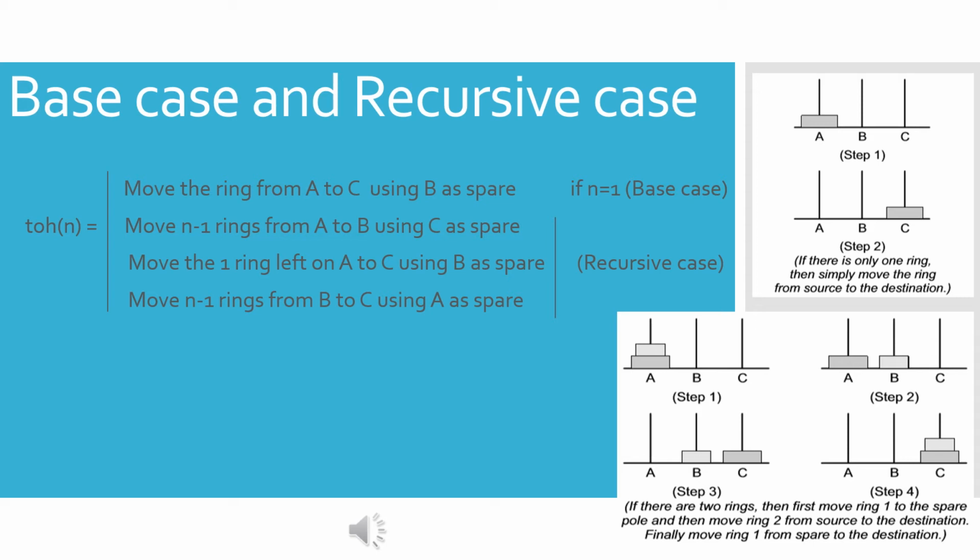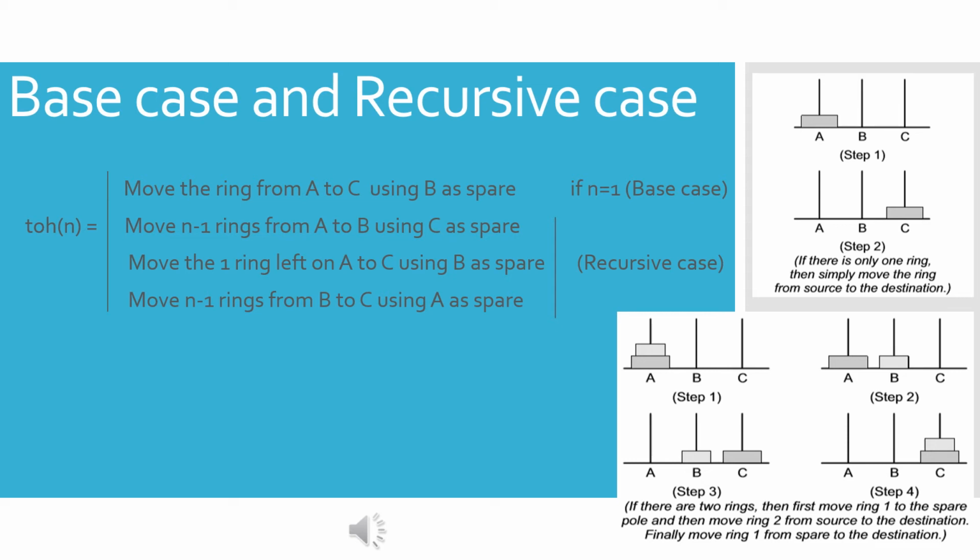So we have the function TOH for Tower of Hanoi for n number of disks. If there is only one disk, that is the base case, then move the ring or the disk from A to C using B as spare. That can be seen in the first figure. So if there is only one disk, it is moved from A to C directly, and B is the spare.